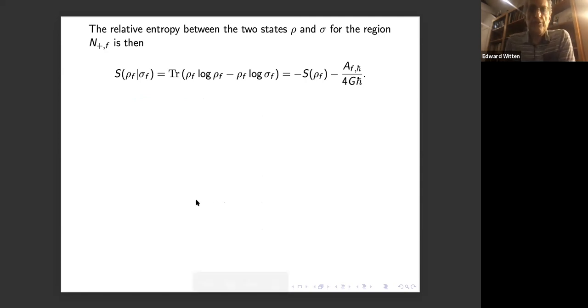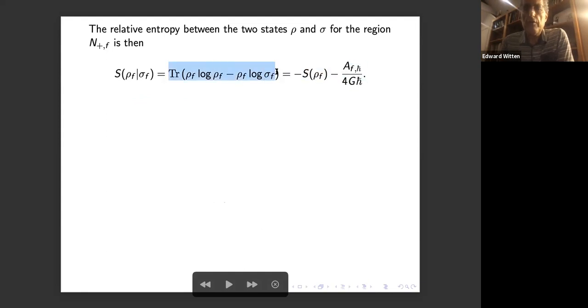So if such a sigma f exists, then the relative entropy between rho f and sigma f, which is defined by this formula, is minus the entropy of sigma f minus this explicit correction, which is the order h bar correction to the area on the cut at f.